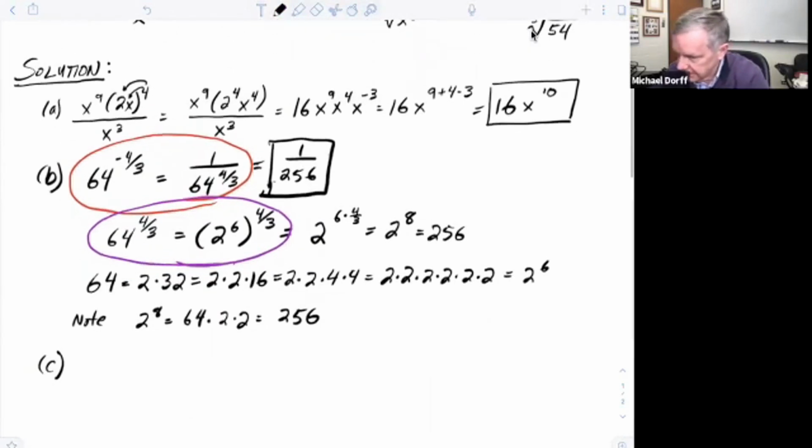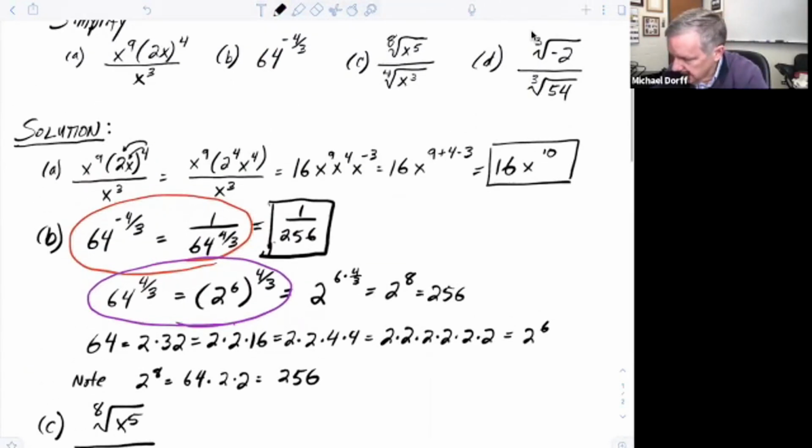And letter C is, I've got this here, and that's to the third power.